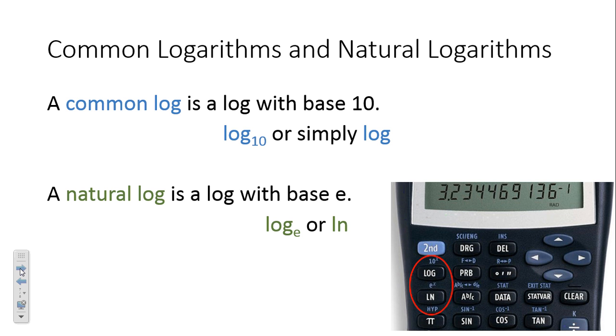Then we have the natural log. The natural log is log base e. And again, we get lazy sometimes. We don't write log base e. Instead, we call it ln for natural log. And it looks like that on your calculator.